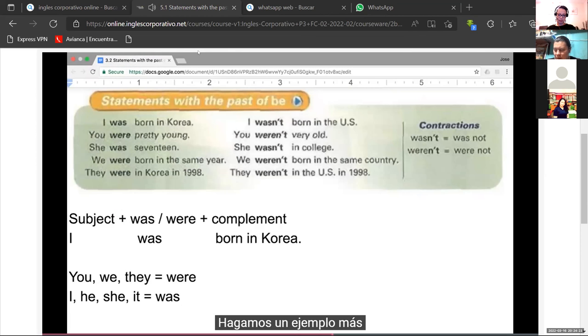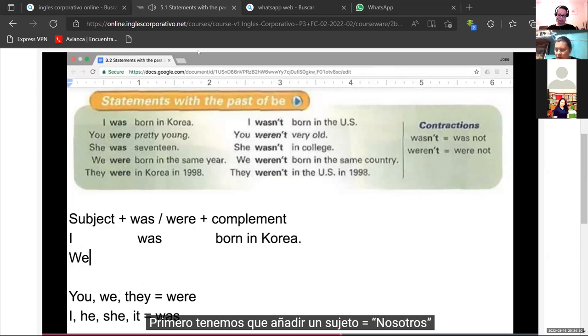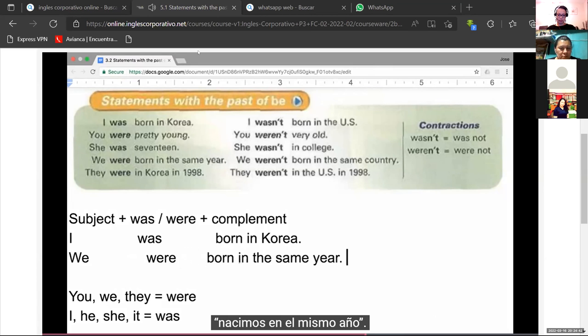Let's do one more example. We were born in the same year. First, we need to add a subject, we. Then we will use the verb to be in the past, were. Finally, we will include a complement, born in the same year.